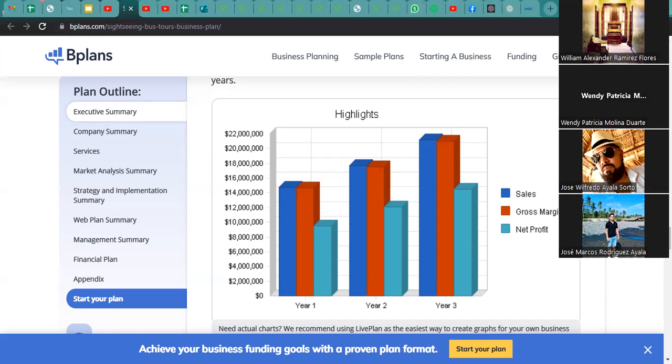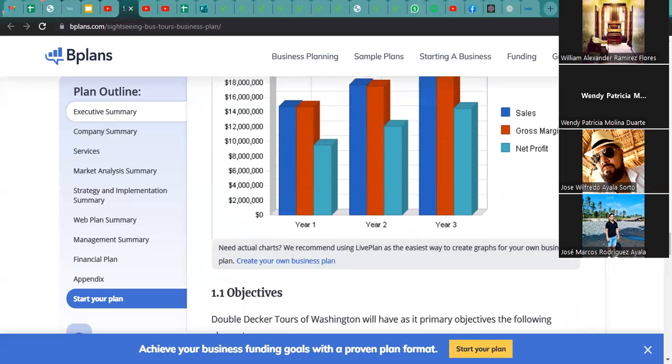And in year number 3, it should reach around $22 million in both sales and gross margin. And the net profit should go around $14 million. So here in the graphic, it's very easy to understand what they expect to happen, okay? They have a plan. They have said how they are going to be doing that. So that is a very interesting part. And that is it, the chart. It's interesting, this part, man.